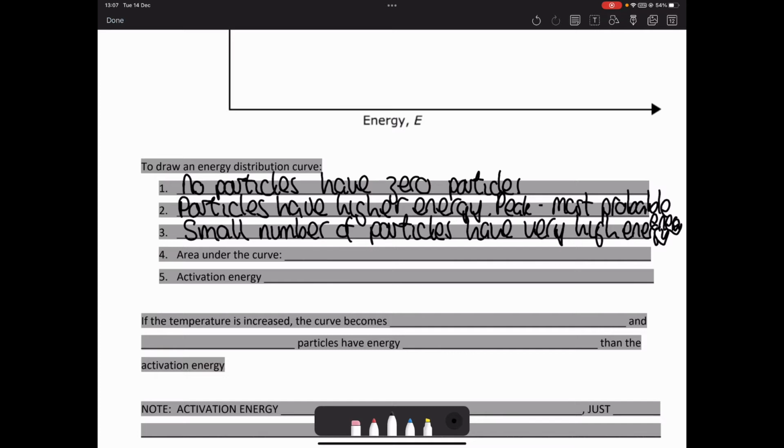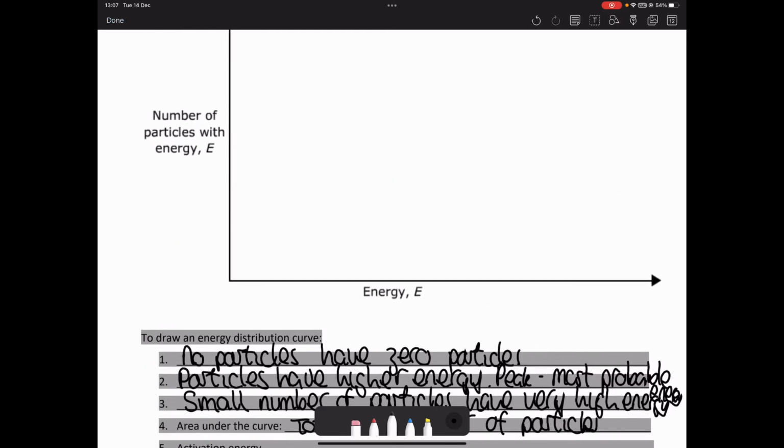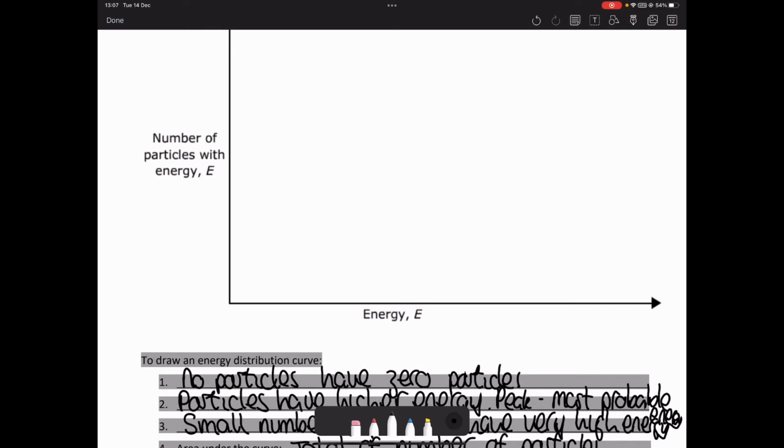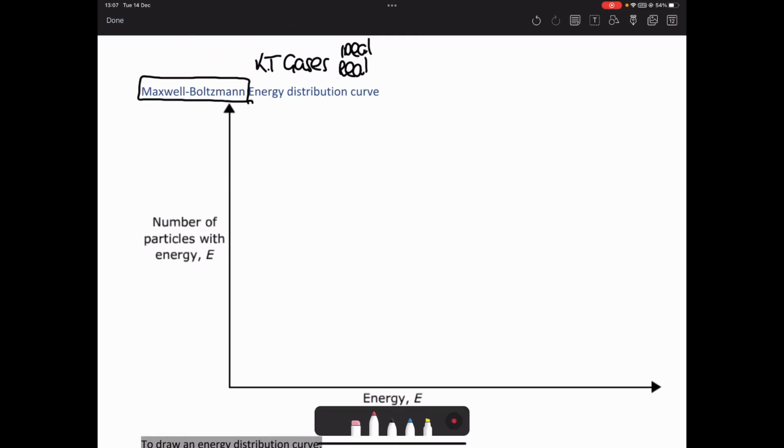So the area under the curve when we draw it will show us the total number of particles for the system we're looking at. And we are going to be putting in activation energy into our curves. We will come back to that one. So if we're drawing our Maxwell-Boltzmann energy distribution curve, what does it look like?